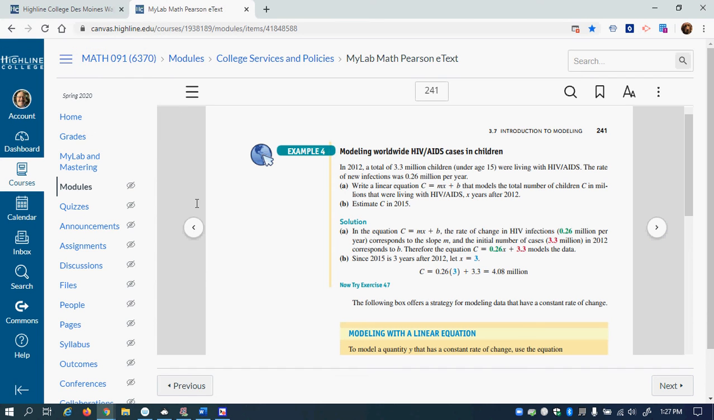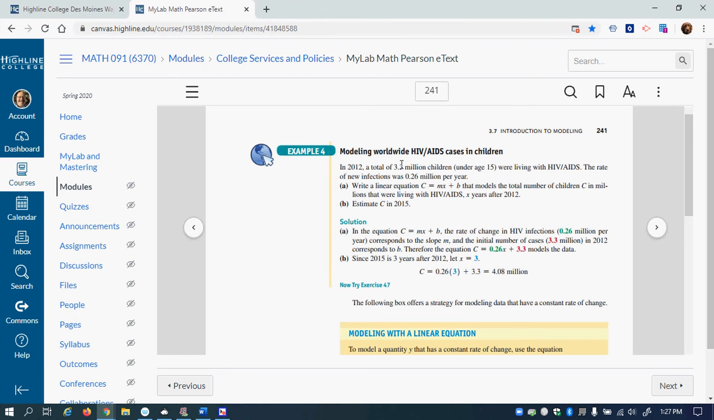So this is 3.7 again, and it is modeling with a linear equation. Let's take a look at example 4 in the book on page 241. It says modeling worldwide HIV/AIDS cases in children. In 2012 there were about 3.3 million children under the age of 15 living with HIV and AIDS, and the rate of new infection was 0.26 million per year.